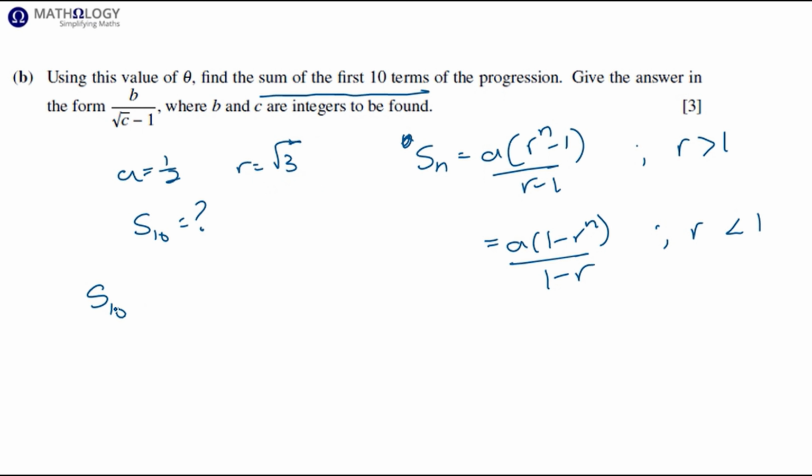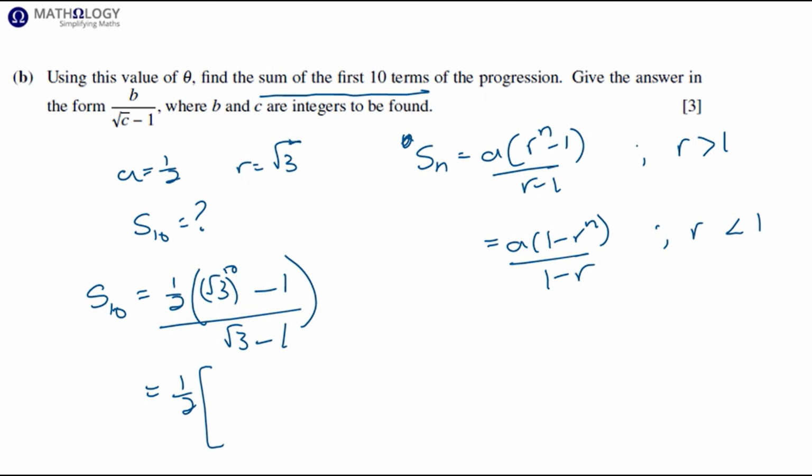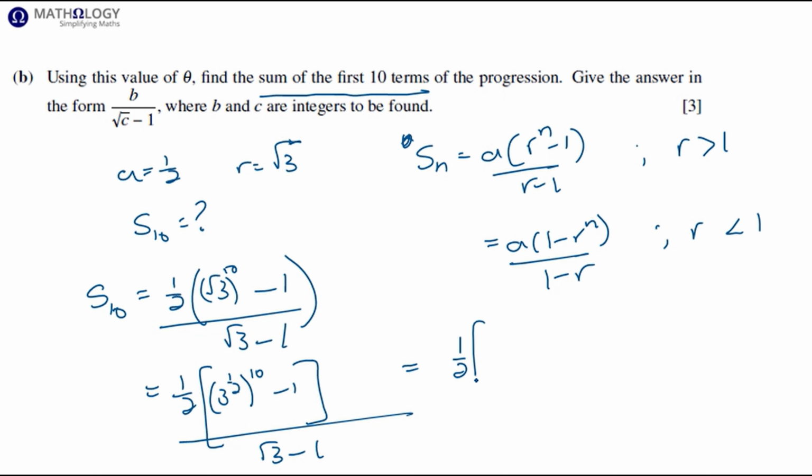So the sum to 10 terms will be a, which is a half, times r to the n, so root 3 to the power of 10, minus 1 over r minus 1, root 3 minus 1. Okay, so that equals a half times root 3 is 3 to the half, and then that's to the power of 10, minus 1 divided by root 3 minus 1. So that's going to be a half. You can use your calculator to evaluate the numerator.